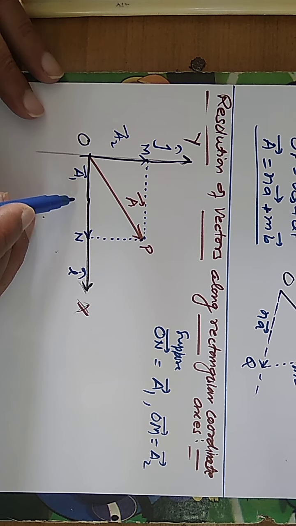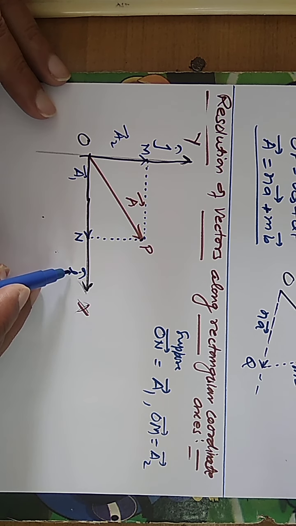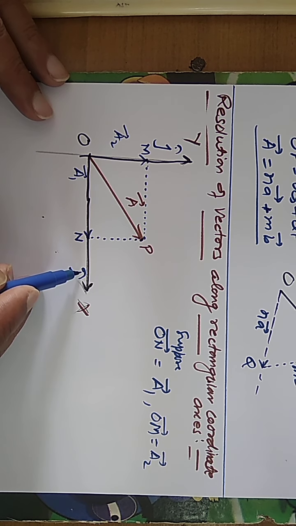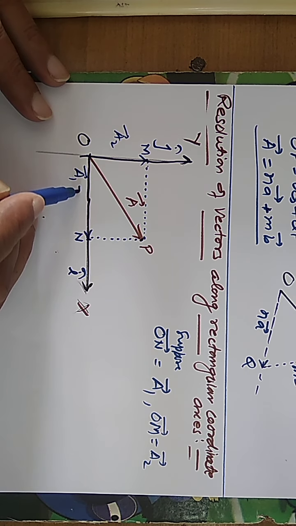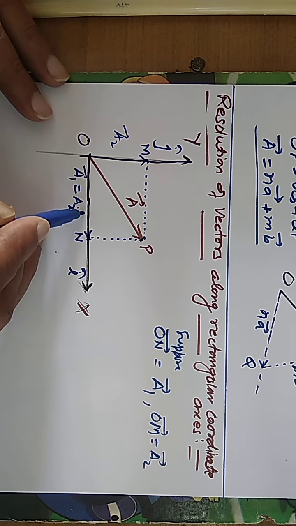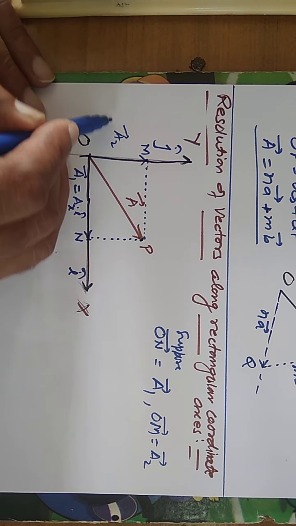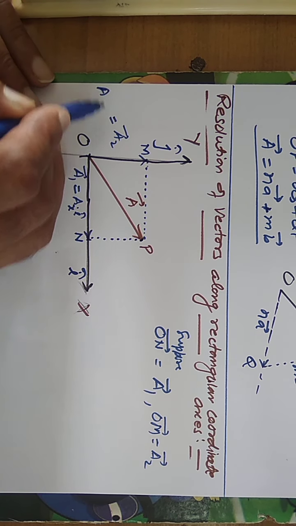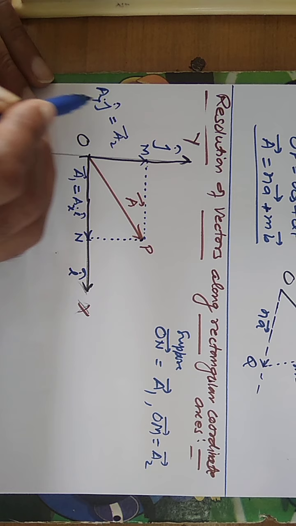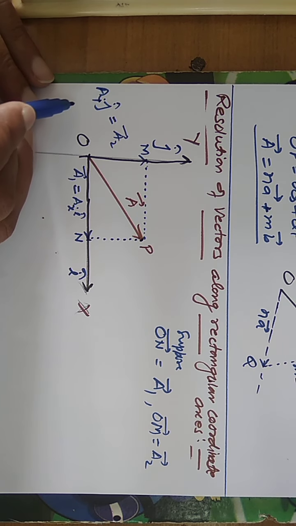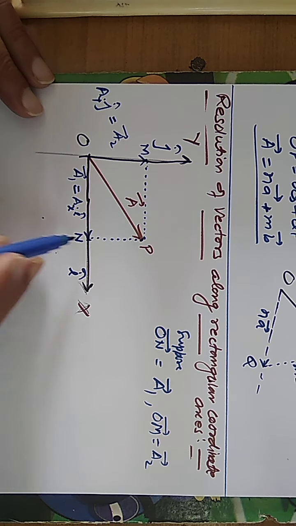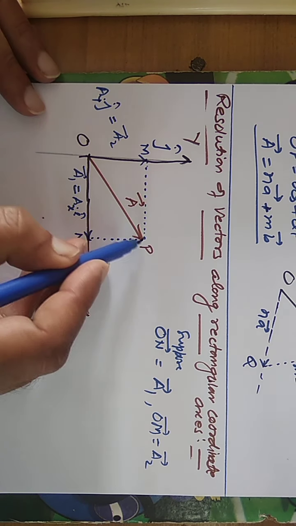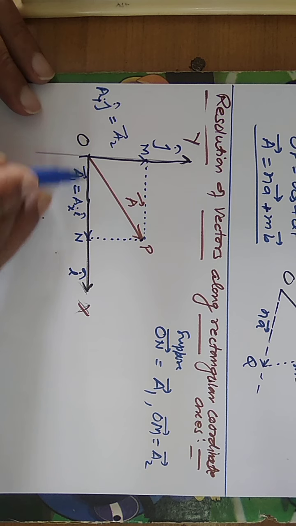Now this A1 vector can be written in terms of i cap. i cap is the unit vector. Suppose the magnitude of this ON is AX. Then this vector A1 can be written as AX i cap, and A2 can be written as, suppose, AY into j cap. AY is the magnitude of OM.